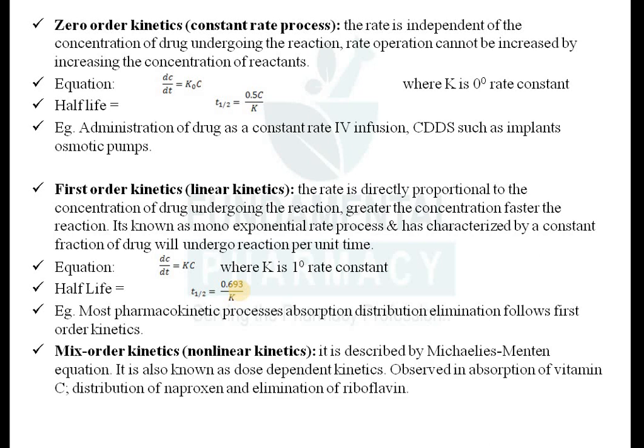Mixed order kinetics is also known as non-linear kinetics. It is described by the Michaelis-Menten equation. It is also known as dose-dependent kinetics. It is observed in the absorption of certain vitamins, distribution of certain drugs like naproxen, and elimination of certain items like riboflavin. So mixed order kinetics or non-linear kinetics are observed in the absorption of vitamin C, distribution of naproxen, and elimination of riboflavin.